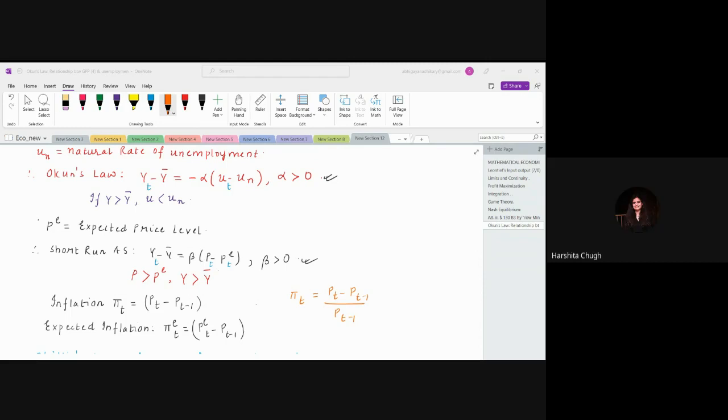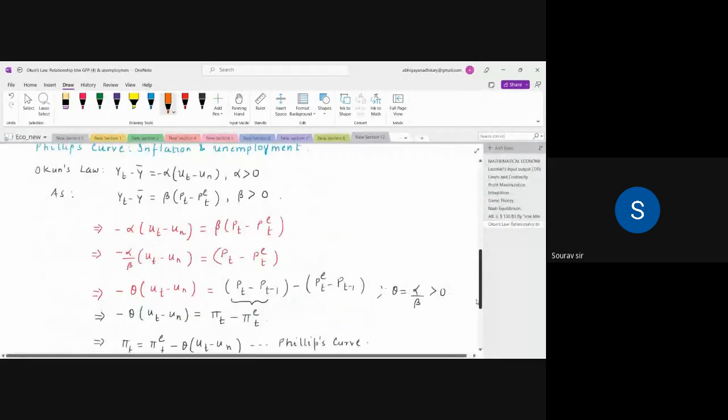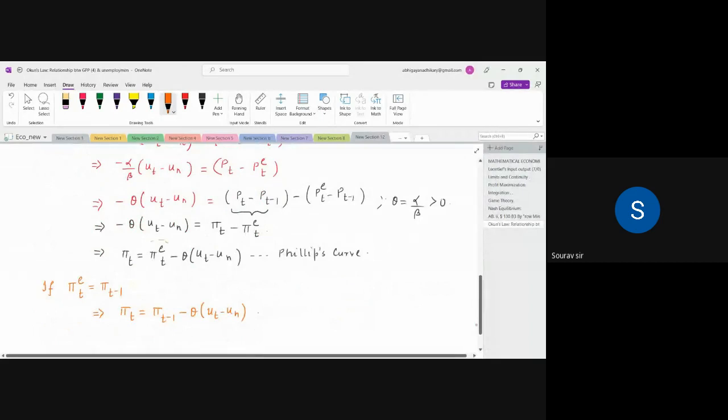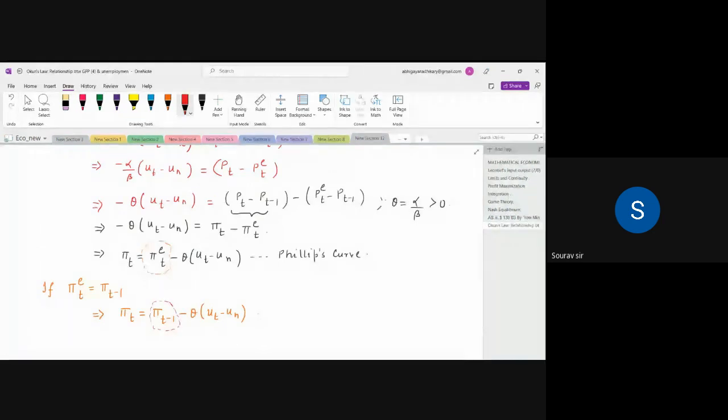And sir, what is the expectations augmented Phillips curve? This one, where your expected inflation is in the system. If your expectation component is there, it's the expectation augmented Phillips curve. If there is no expectation, then it's just the normal Phillips curve. Okay? That's the difference, nothing more than that.